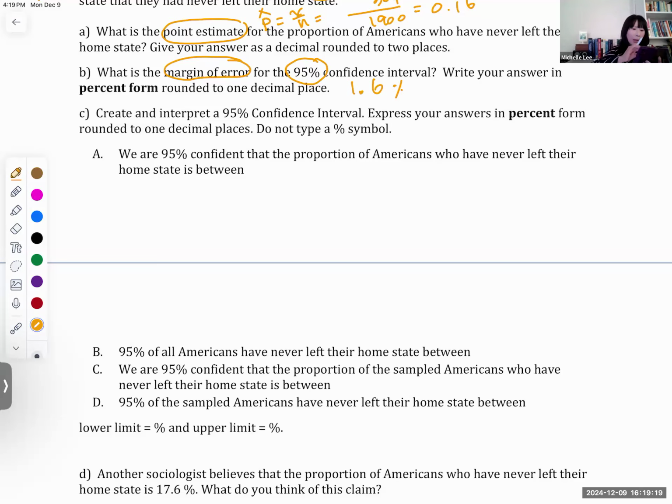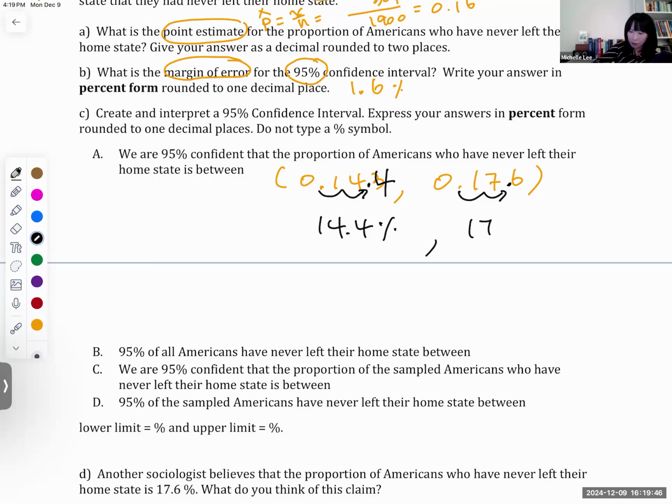So let me write down the lower bound and upper bound. We have lower bound 0.143 and upper bound 0.176. If we convert them, that will be 14.4% and 17.6%. So between that, what do you think about A, B, C, D?